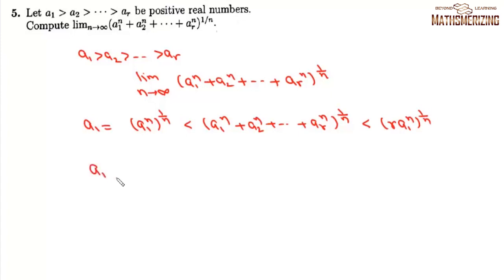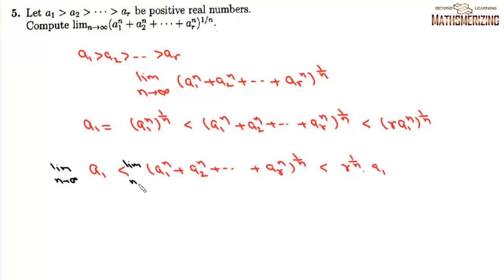So from here we can write A1 is less than (A1^n + A2^n + ... + AR^n)^(1/n), which is less than R^(1/n) into A1. Now we'll take this limit n tends to infinity. Now this limit is A1. This limit is also A1. So from the sandwich theorem, we can say that the value of this limit will be simply A1.